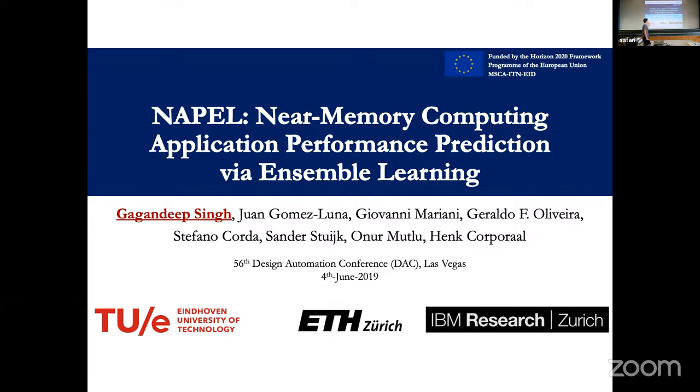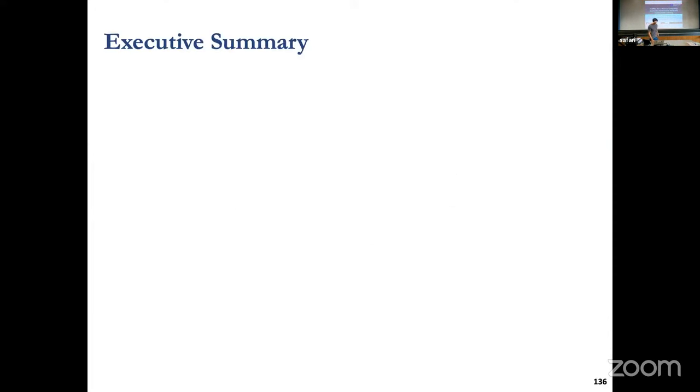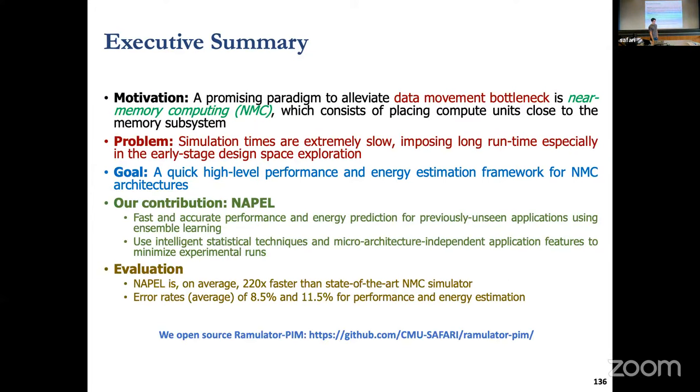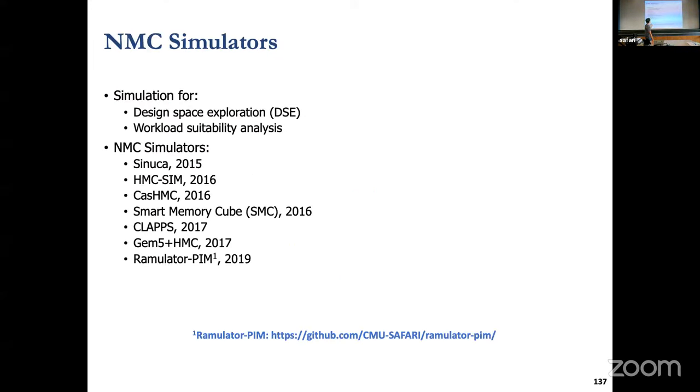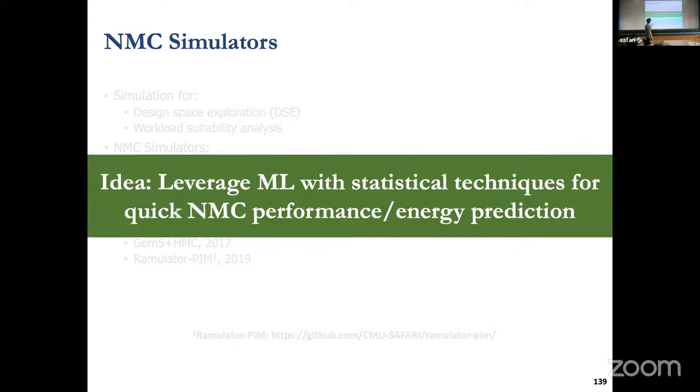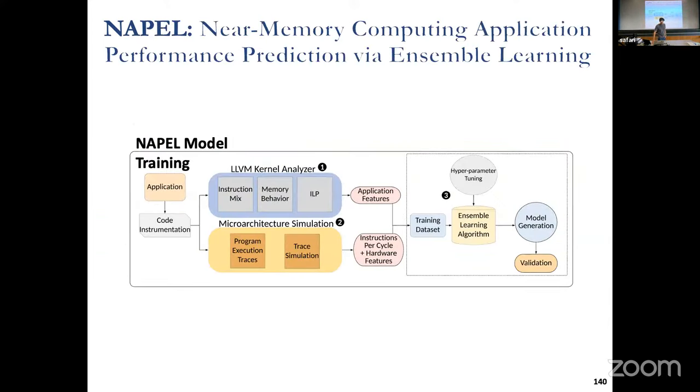And that was the main motivation for NAPEL, Near-Memory Computing Application Performance Prediction via Ensemble Learning, that uses exactly ensemble learning to predict the performance and the energy consumption of applications on processing in memory. One thing that was first shown in this work is that simulation is much slower than execution on a real system, and that's why we propose ML with statistical techniques for quick performance and energy prediction in processing in memory systems.